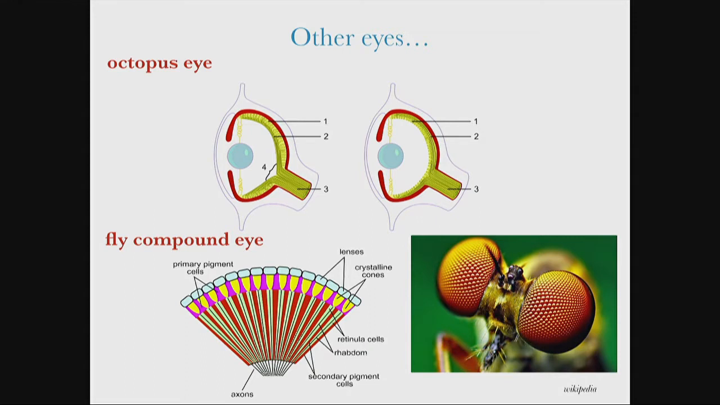There's another design of eye, which is the fly compound eye. I'm mentioning it because I'm also going to show some data from the fly retina. This is a very different design. In our retina, we have one lens that focuses light in different directions onto different photoreceptors. But the fly has one lens per photoreceptor. You could think it's not very smart, but this is the way it works.